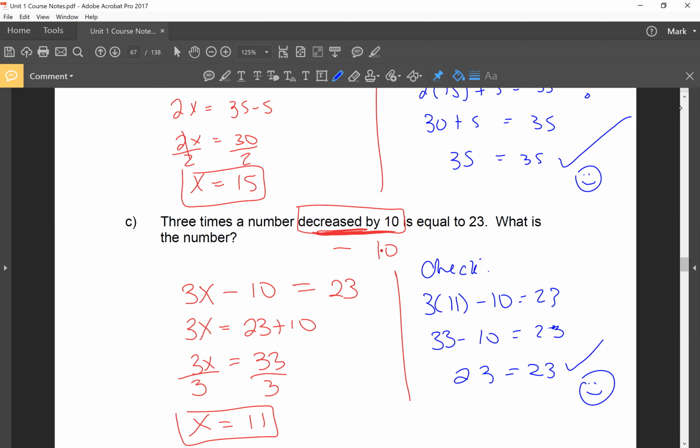Nobody's asked this yet, but I typically get a question every semester. Yes, they're decreased by 10. We should write 10 minus 3x or... What did I just write? Right? I wrote 3x minus 10. That's what you write.